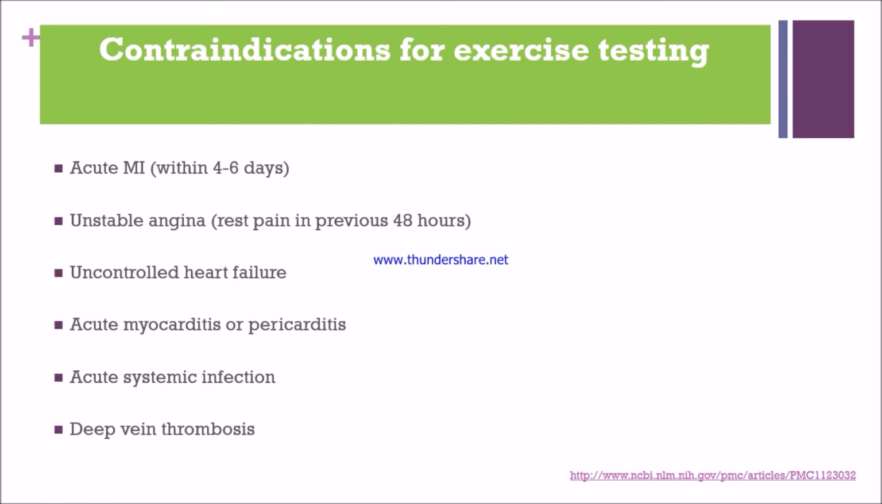Let's see some contraindications for exercise testing. First is acute myocardial infarction. If the patient has had an acute myocardial infarction within 4 to 6 days, exercise testing is contraindicated, because during exercise testing the patient may have an ischemic response, may faint, or sometimes if they don't get treatment, the patient may die. If the patient has had unstable angina within 48 hours, we should not go for exercise testing. If the patient has uncontrolled heart failure, it is a contraindication. Acute myocarditis, pericarditis, acute systemic infection, and deep venous thrombosis are all contraindications for exercise testing.